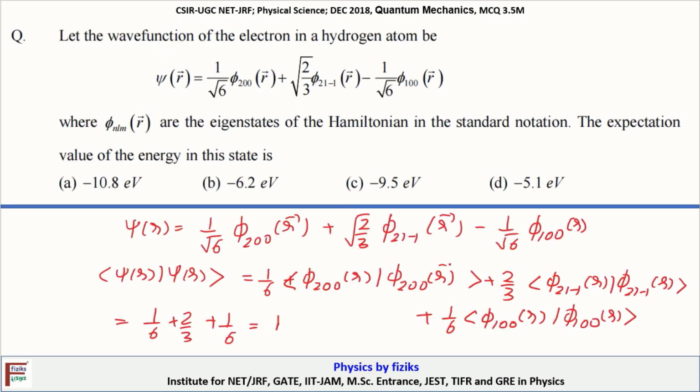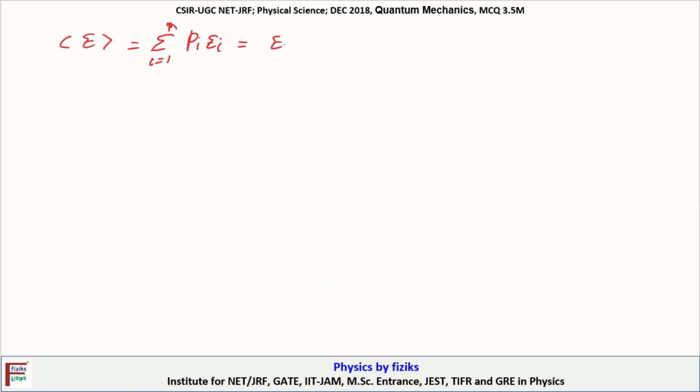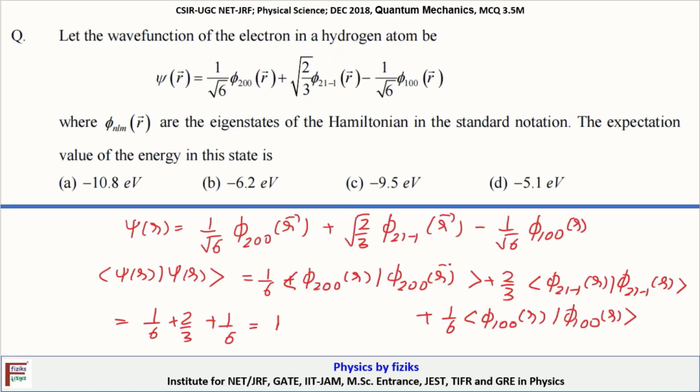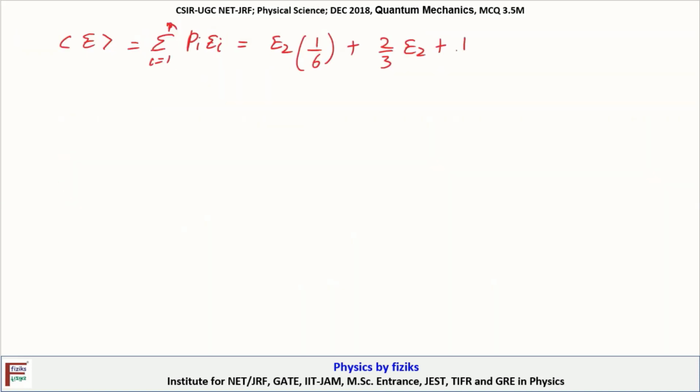The expectation value of energy would be the sum over i from 1 to n of Pi Ei, where the probability would be: phi 200 gives E2 into 1 by 6, plus 2 by 3 into E2, plus 1 by 6 into E1. So these are the energies.